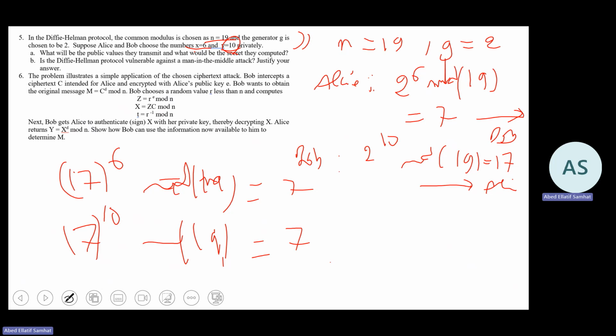So the public keys here are 7 and 17. For Alice it is 7 and for Bob it is 17. The private key of Alice is 6, the private key of Bob is 10, and the exchanged secret key is 7.